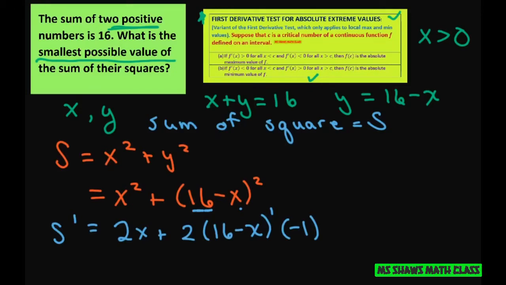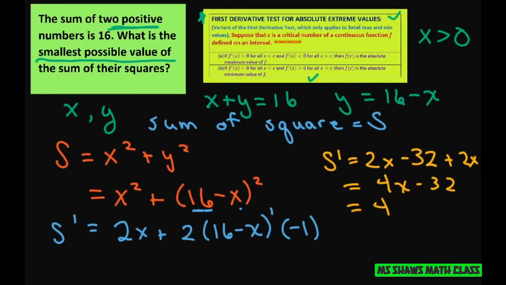s prime equals 2x minus 32 plus 2x, which equals 4x minus 32, which equals 4 times x minus 8. Set that to 0, so x is a critical number. And that's what we're going to determine.